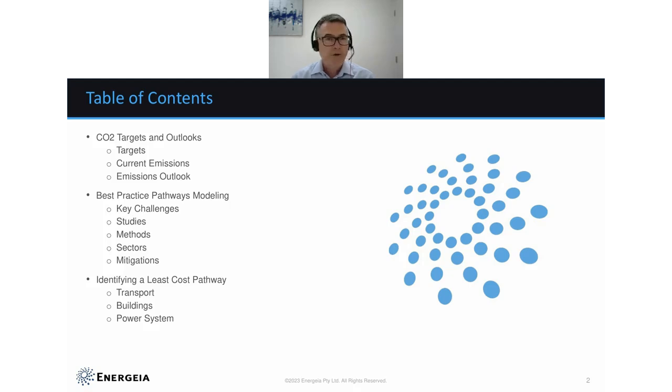When the first CO2 pathways modeling came out, it took a great deal of time and effort. It involved the national science organizations, and it was really prohibitively costly for anybody but a federal government. With developments in technology, it has become more accessible and easier analysis to run.